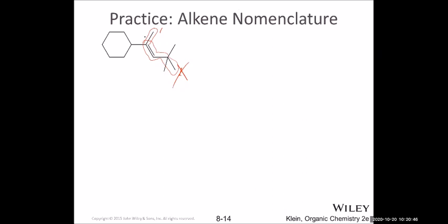This is number 2, having a cyclohexyl, and 3 and 4. Number 4 has a 2-methyl group. So the naming will be 2-cyclohexyl, 4,4-dimethyl. And then there are 5 carbons, so pentene. The pentene happens on carbon 2, so it's either 2-pentene or pent-2-ene.